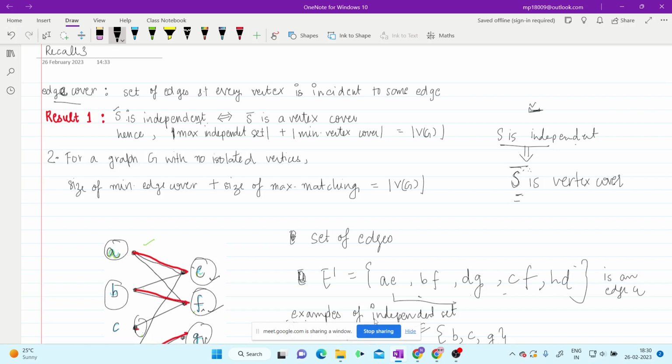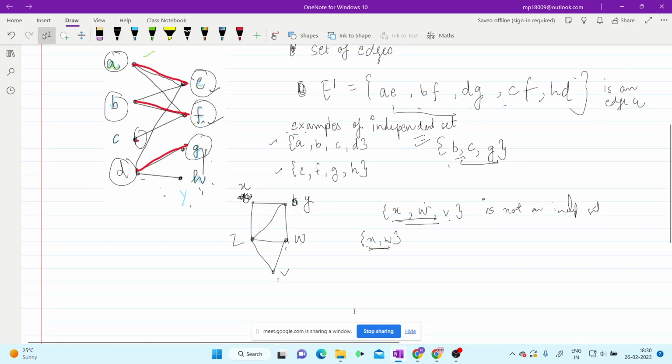Similarly you can see the other way around. But now if we have this S, once we have this, we get the result that the size of the maximal independent set and the size of the minimum vertex cover is equal to the order of G.